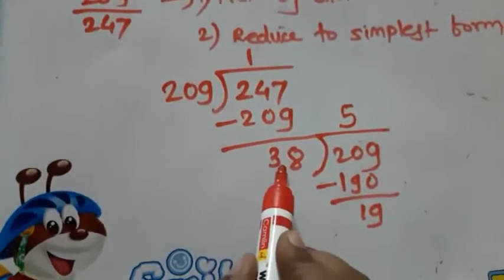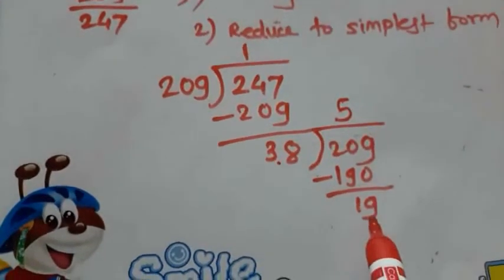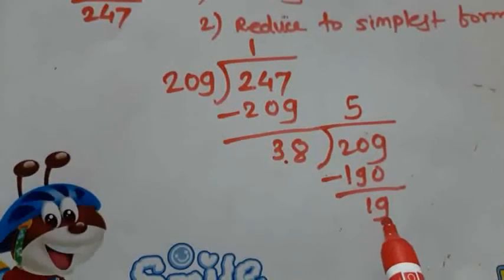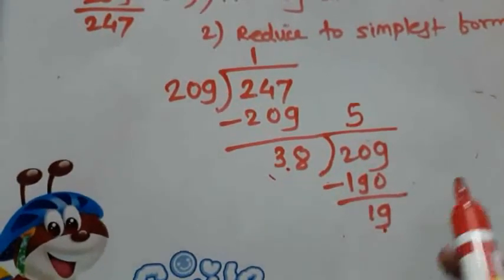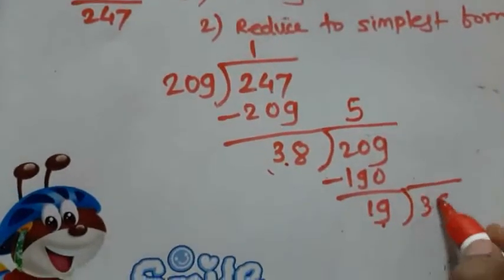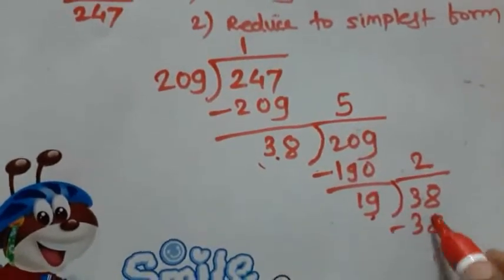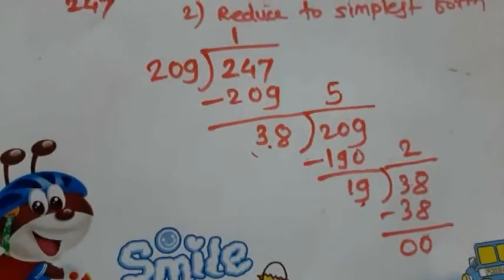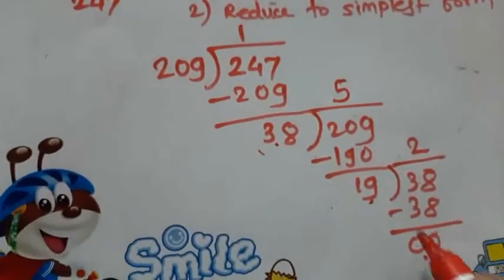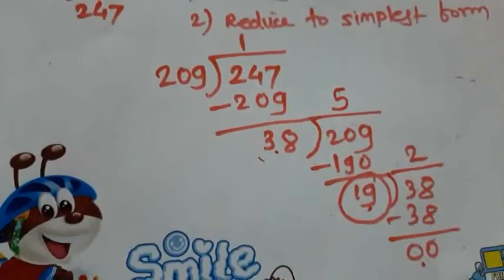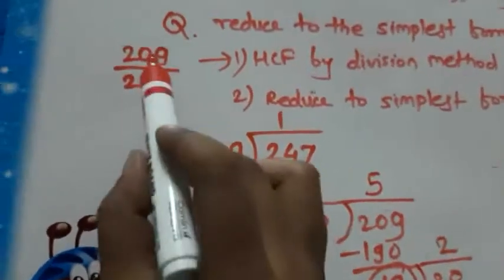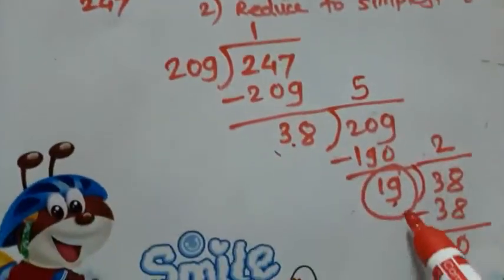Now again this is the bigger number and the remainder is smaller. So we have to divide 38 by the remainder. So it will be like this. 19 twos are 38. Now the remainder is 0. As we got remainder 0, this divisor will be the HCF. So the HCF of these two numbers is 19.